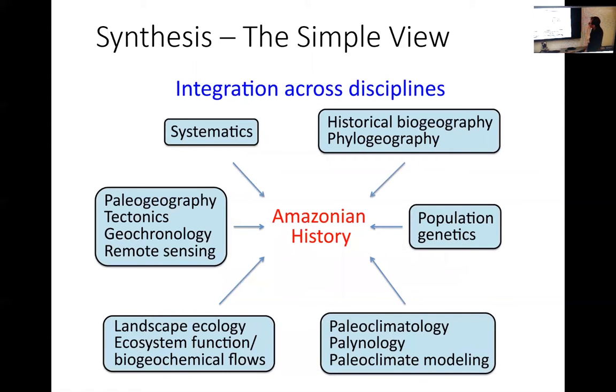Okay. So when we put this all together into one picture of what we wanted to do, the reason we have these pieces is that we really want to feed into this Amazonian history question by bringing together systematics, paleogeography, landscape ecology, biogeochemical patterns, paleoclimatology, PopGen, and historical biogeography and phylogeography, and synthesize that into a way we can get a coherent view of history. So that's really a big synthesis that we're after. And it's not trivial to do this synthesis. This figure isn't meant to scare you off or to be too complex.